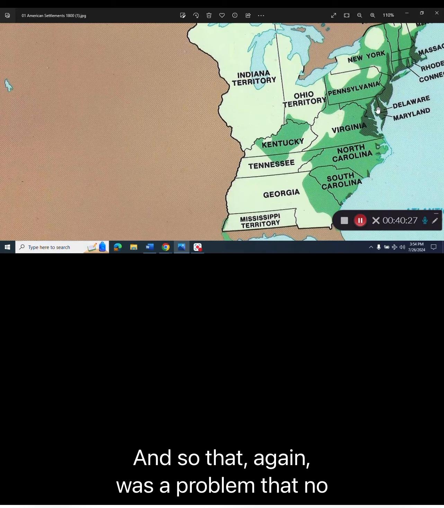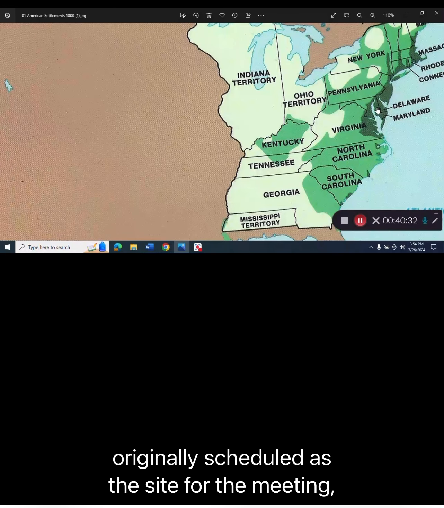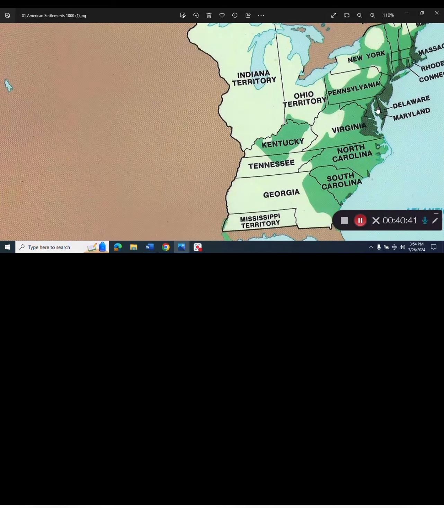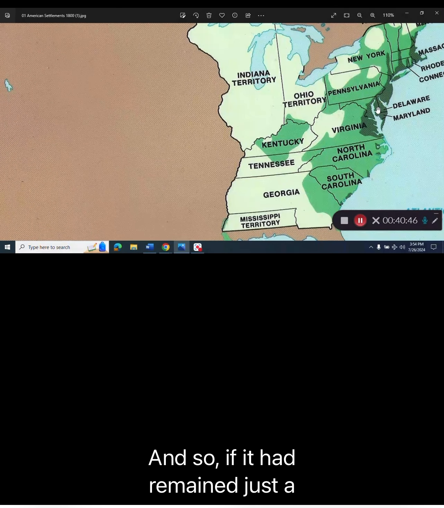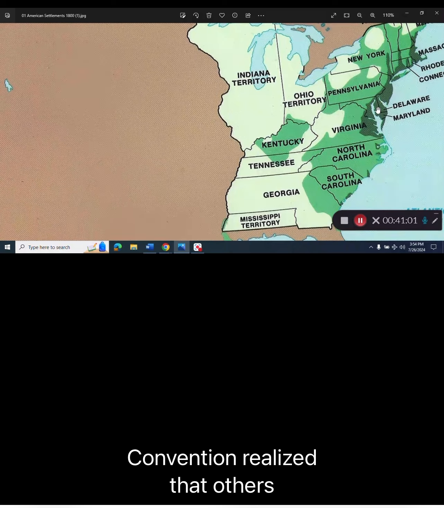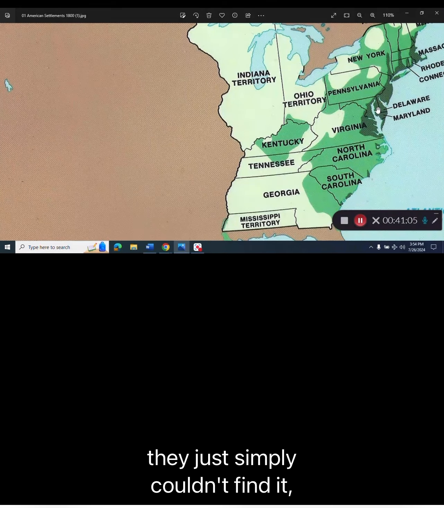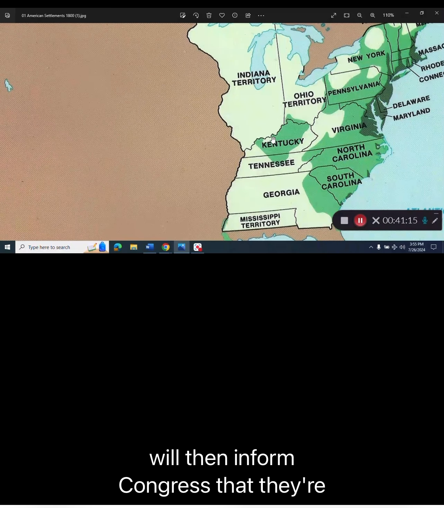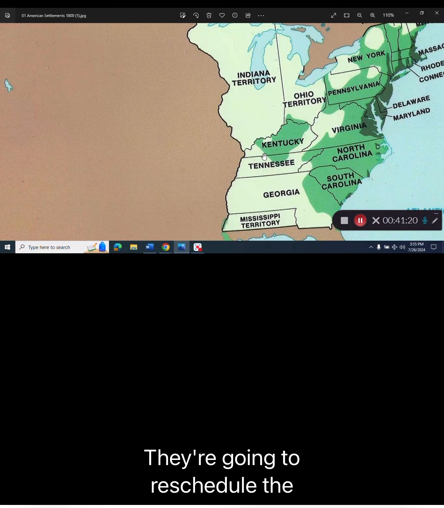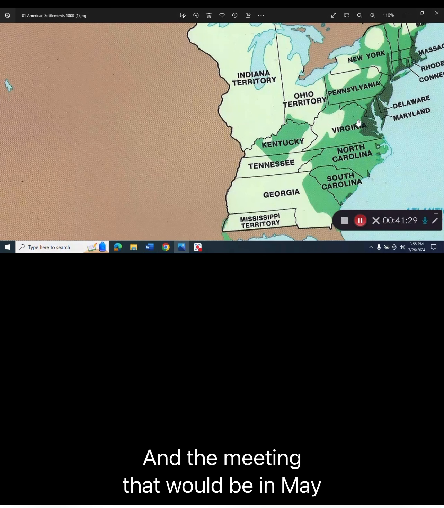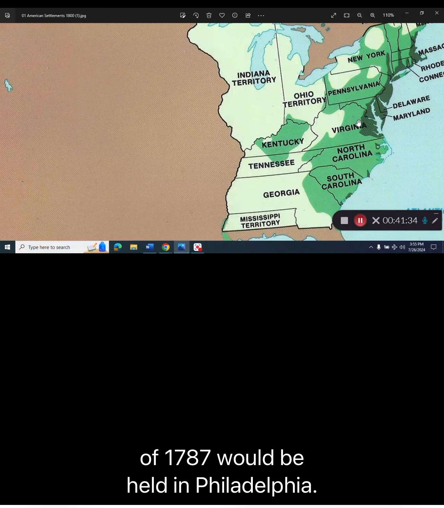And so that, again, was a problem that no one saw coming, because when Annapolis was originally scheduled as the site for the meeting, only Maryland and Virginia were involved. And so if it had remained just a conference for Maryland and Virginia, then everyone who would be involved knew exactly where to go. So once the leaders of the Annapolis Convention realized that others were trying to get to the meeting, they just simply couldn't find it, then the leaders, in this case led by James Madison, will then inform Congress that they're going to reschedule the meeting. They're going to reschedule the meeting to be held in May of 1787. And the meeting that would be in May of 1787 would be held in Philadelphia.